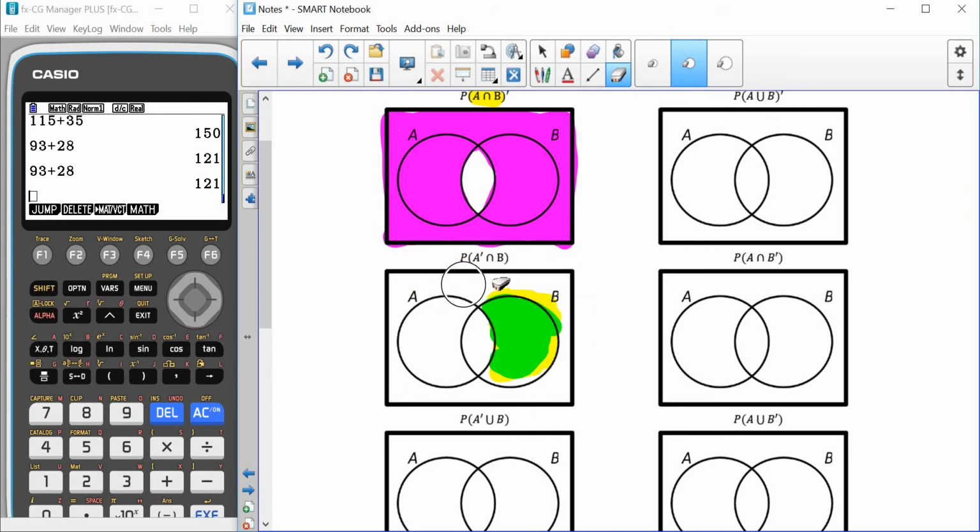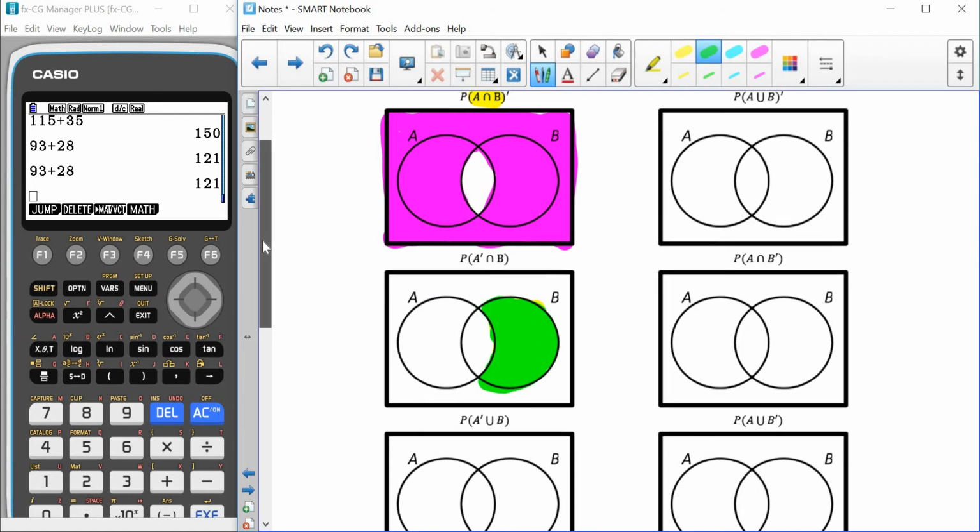I want this half moon bit here that was coloured in with both green and yellow. And I'm just going to neaten that up a little bit because my rubber was a bit big and rubbed some of that out. So it's just this half moon bit here that's just inside the B circle, not inside the A circle at all.